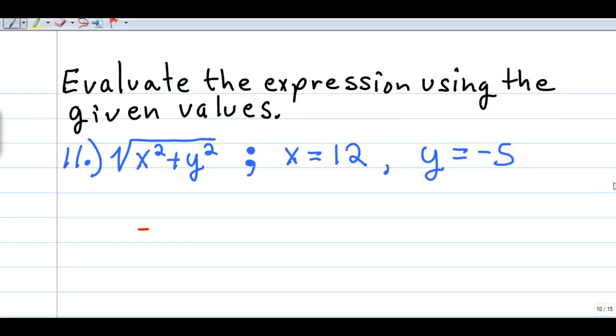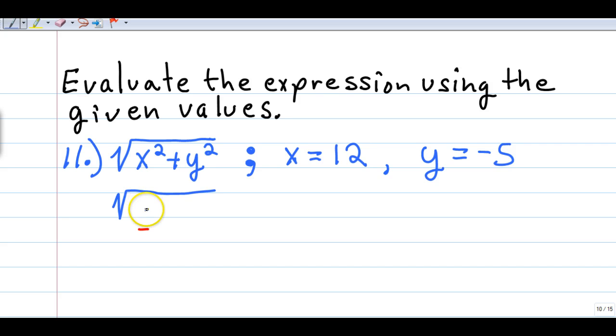Next, we want to look at question number 11. In this one, we're given a new set of instructions. It says to evaluate the expression using the given values. We're given the square root of x to the second power plus y to the second power, where x is equal to 12 and y is equal to a -5. We'll come back and we'll rewrite the problem plugging these numbers in.